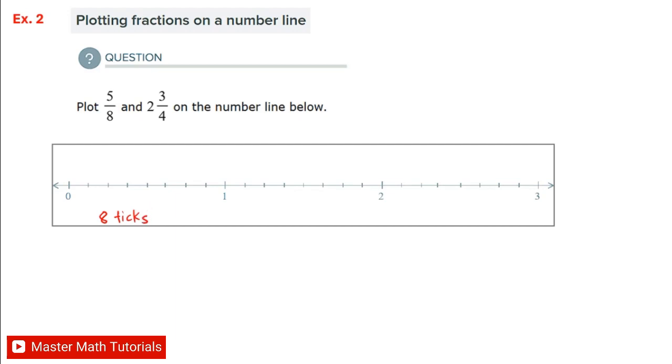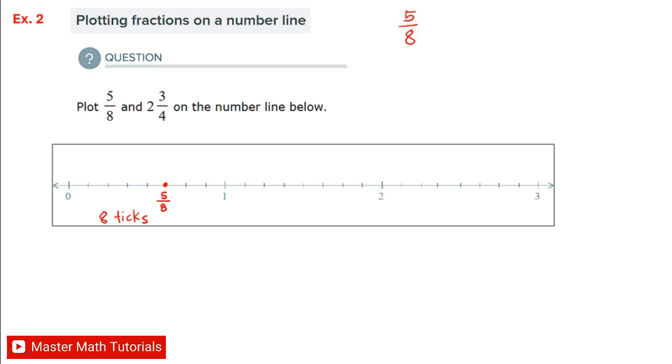So first, we plot 5/8. The fraction 5/8 is less than 1, so it will be between 0 and 1 on the number line. There are 8 ticks between each whole number, so each tick represents 1/8. So now we can locate the position. Starting from 0, we count 5 ticks to the right. 1, 2, 3, 4, 5. This will be the position of 5/8.